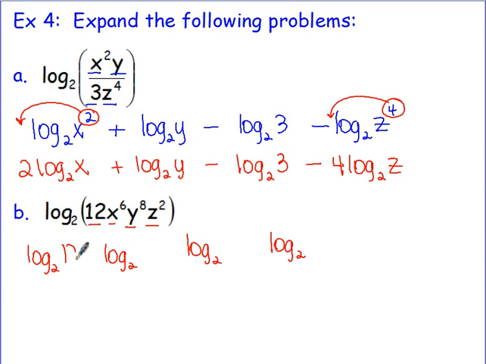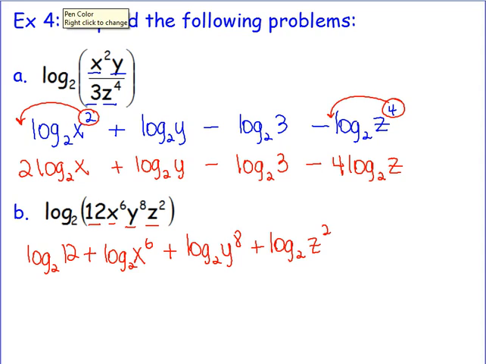So 12 goes with the first one, x to the 6th with the second one, y to the 8th with the third one, and z squared with the 4th one. Where are all of these located? Well, there's no fraction bar, which means they are all on the top, which means they are all positive. Positive, positive, positive, positive.